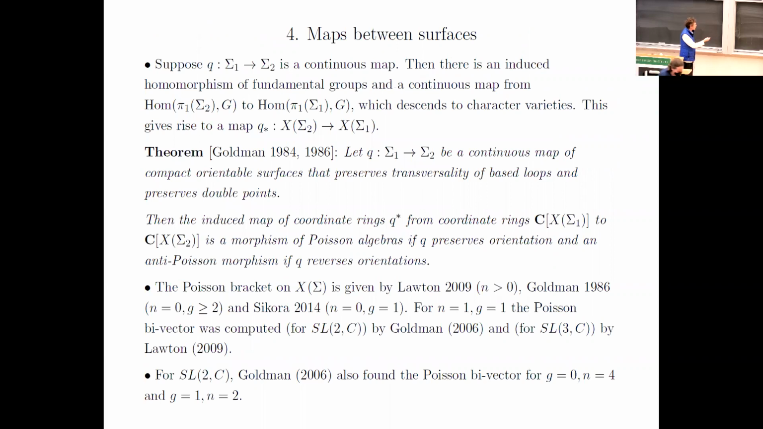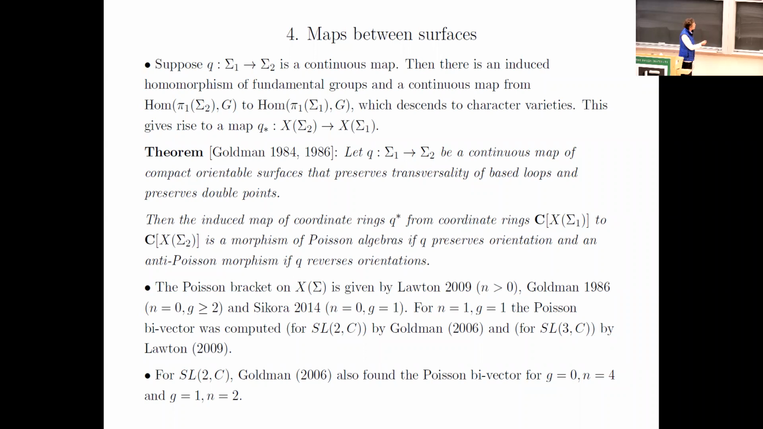Okay, so if we have maps between surfaces, let's suppose Q from sigma 1 to sigma 2 is a continuous map. Q doesn't have to be the inclusion map, which was what we were talking about earlier. In this case, there's an induced homomorphism of fundamental groups, and there's a continuous map between the representation spaces, and this descends to the character varieties. So this gives you a map from X of sigma 2 to X of sigma 1, character varieties.